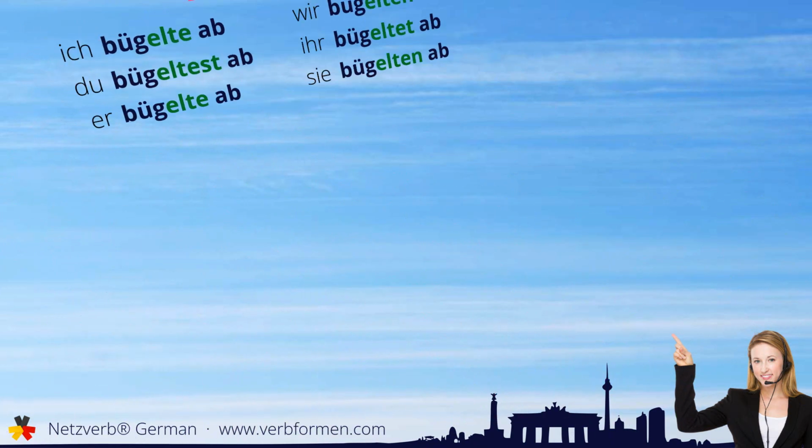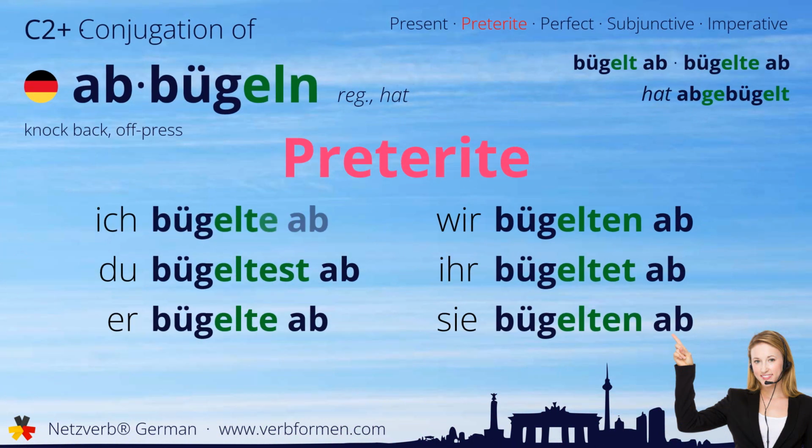Next up is the preterite. Ich bügelte ab. Du bügeltest ab. Er bügelte ab. Wir bügelten ab. Ihr bügeltet ab. Sie bügelten ab.